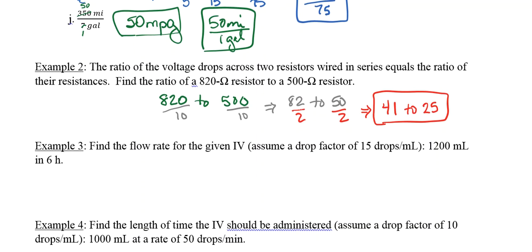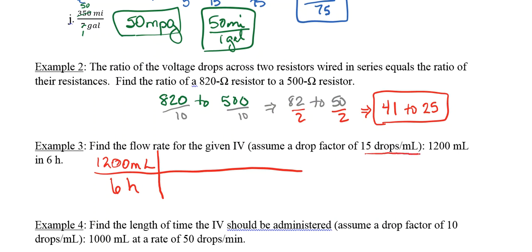Find the flow rate for the given IV. Assume a drop factor of 15 drops per milliliter. So we're going to take 1,200 milliliters in 6 hours. So I go ahead and write that as a ratio. I find this easier to do in a fraction because I'm actually going to do what's called dimensional analysis to change the units. So 1,200 milliliters in 6 hours, I make that into a fraction. I have to bring in here the idea of this 15 drops per milliliter.